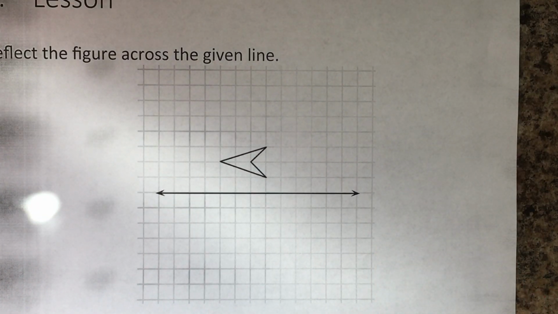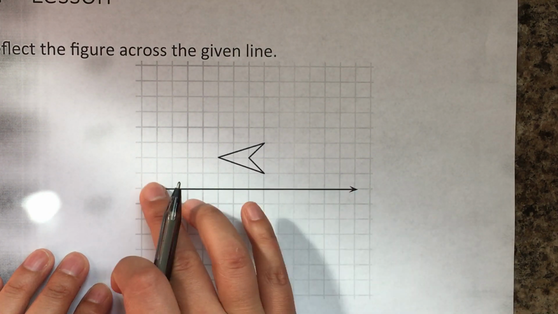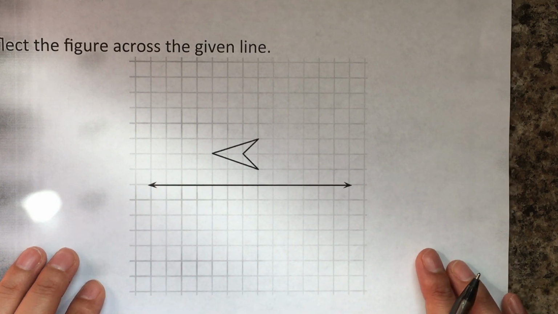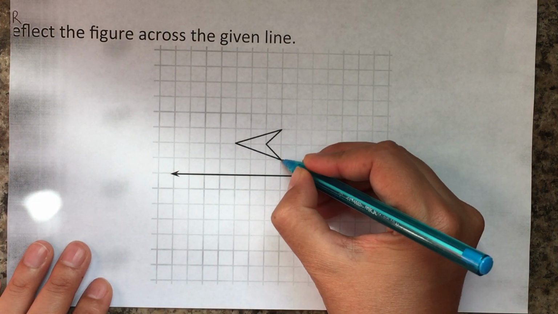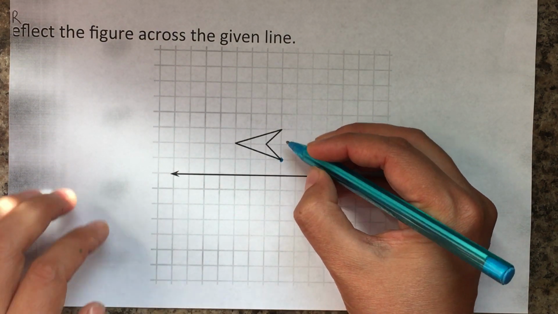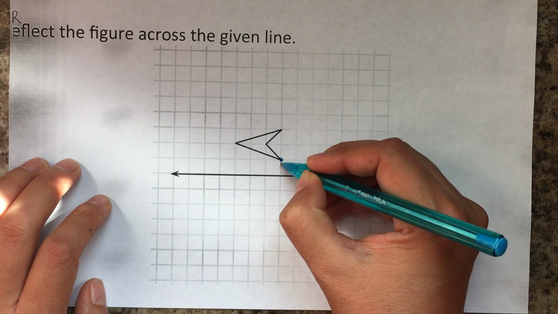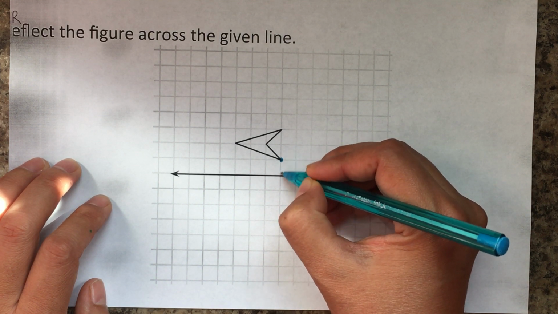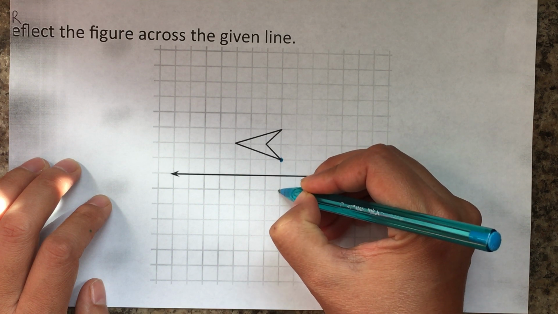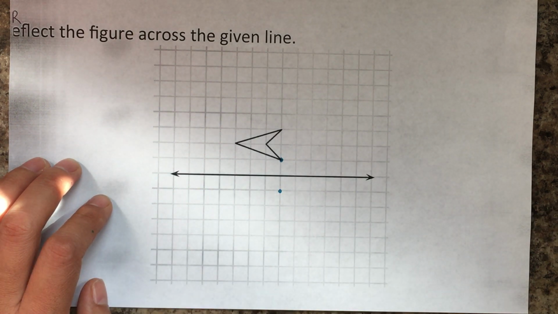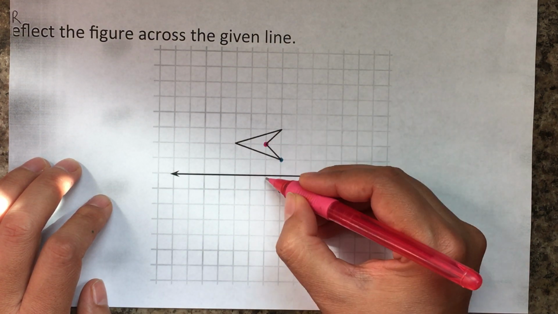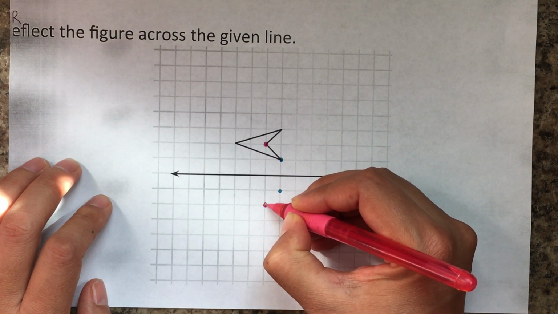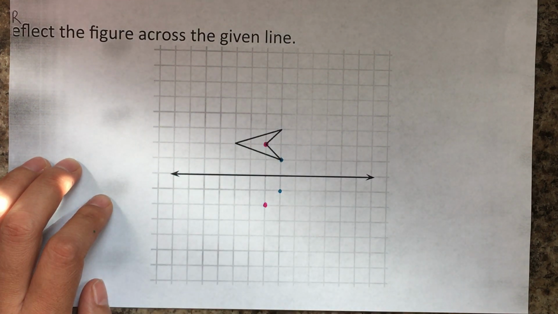So it says reflect the figure across the given line. Again, we have a line, but now the line is horizontal. Let's start with, it doesn't matter which color you use, but in here, it's 1 space away from the line of symmetry. So it's going to be 1 space away from the line of symmetry. This is 1, 2. So I'm going to go 1, 2. And again, you count from the line of symmetry, okay?